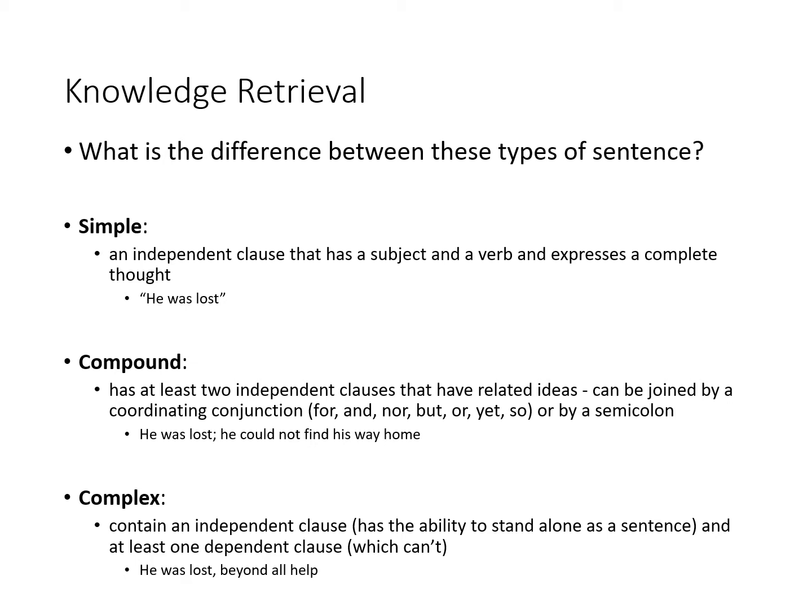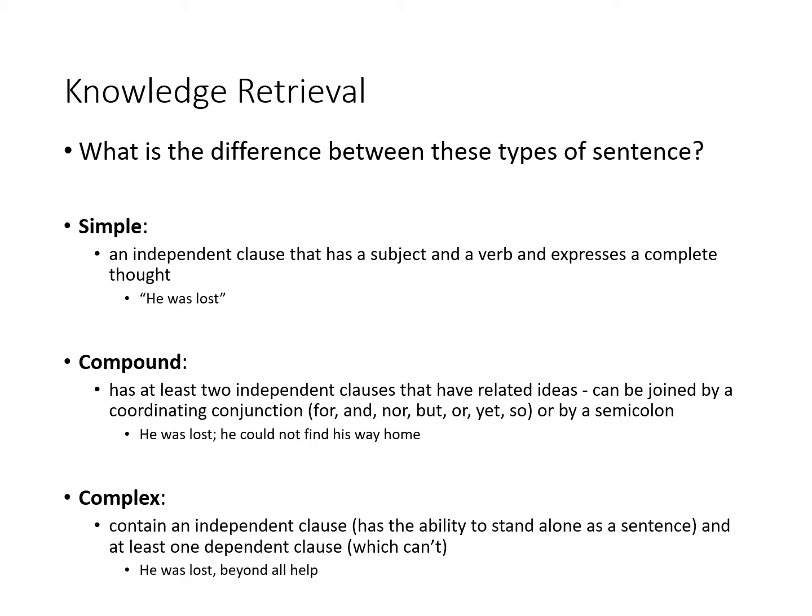We could replace that semicolon with and. We could replace that semicolon with for. We could replace that semicolon with because, and it would still make sense. And that is a compound sentence.